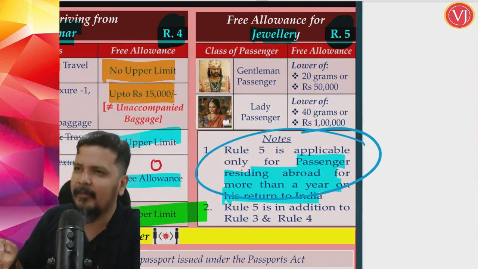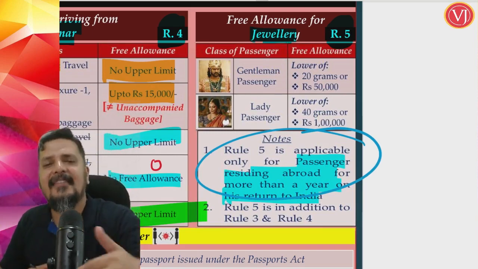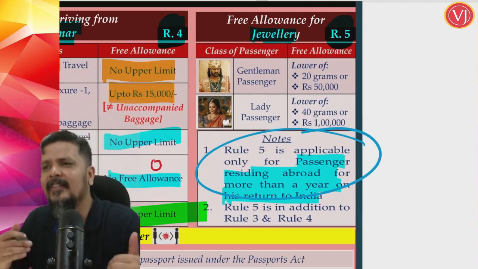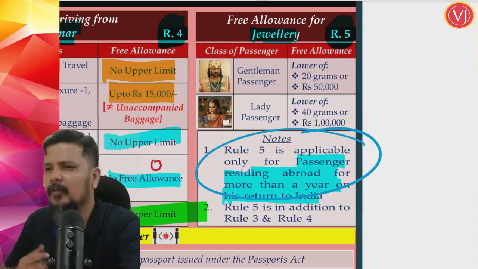Obviously, Rule 5 and Rule 6 are extra exemptions. Rule 5 is in addition to Rule 3 and Rule 4. Rule 6 is in addition to Rule 3 and Rule 4. So that is a clarification.